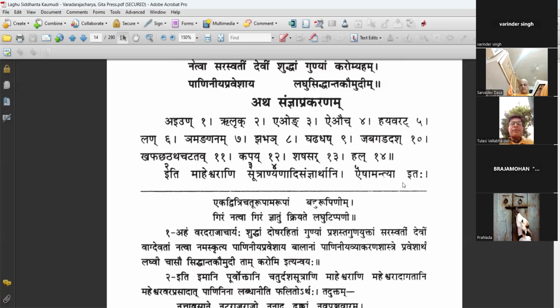Like if I say, for example, Jash, okay, Ja and Talavya Sha, sorry, Jash. So only number 10, Jabagadadash, Jash is equal to Jabagadadash. Actually, Jabagadadash, if you see the consonants, it's the third column: ka, kha, ga, the third letter of each column.